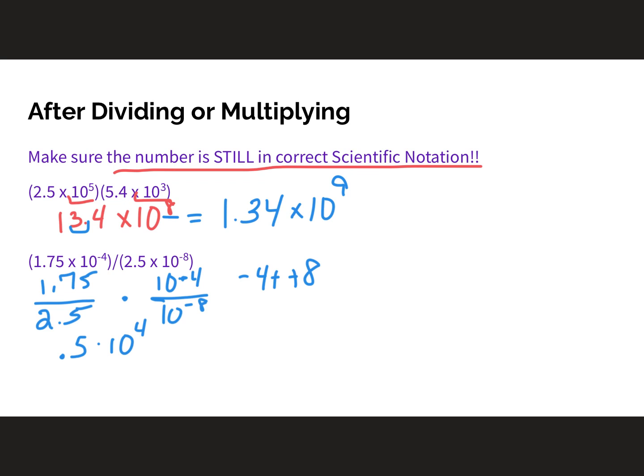Okay, but again, 0.5 doesn't work, so I need that to be a 5. I made it bigger, so I make my exponent smaller, so that becomes 10 to the third is my final answer. Okay, so go ahead and try these in class, and I will see you if you have any questions.